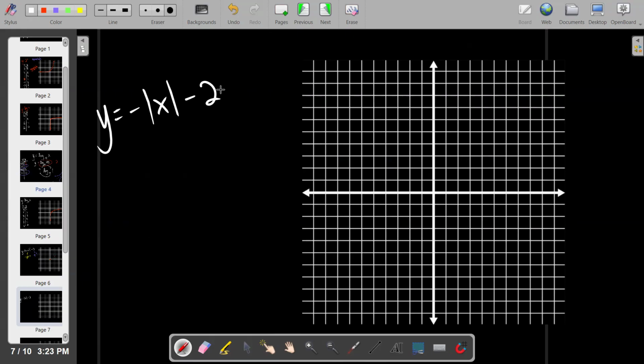Transformation just means change. One change is the -2 at the back that's going to cause it to go down 2.